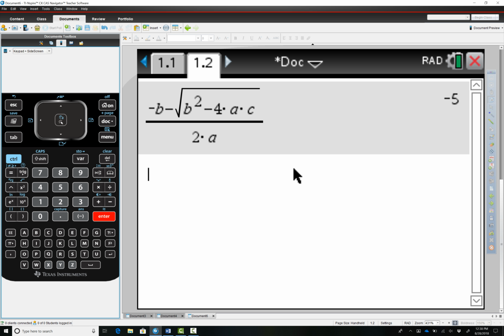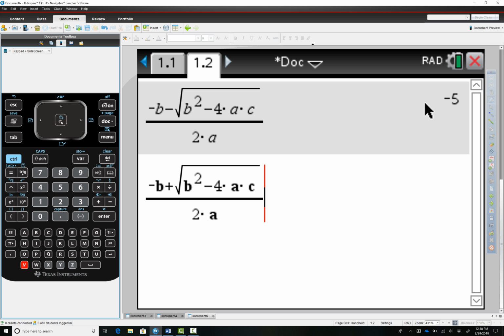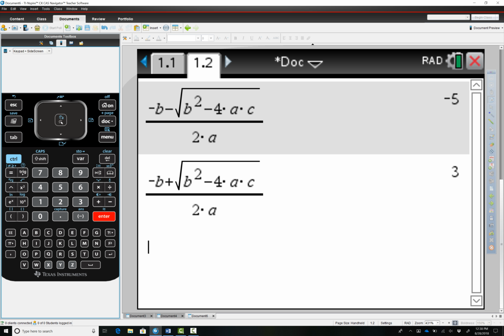So I hit enter, and I get -5. I'm going to go control paste. I've got the other part of the quadratic formula, and I get the two solutions. So again, I have the problem, I've got 4 variables here.